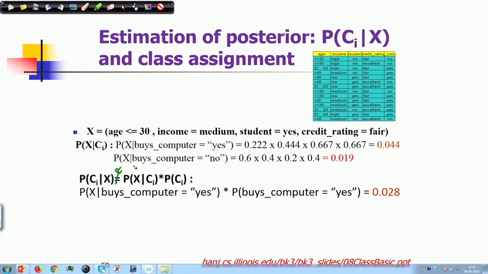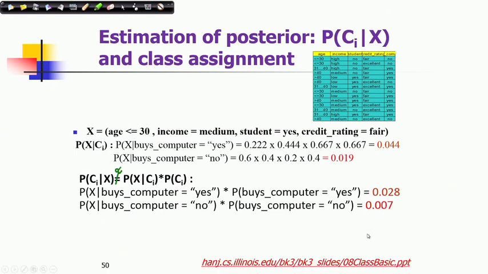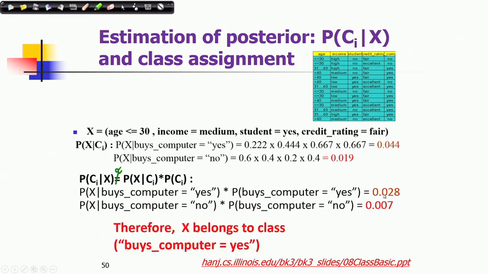So, the posterior, I should say once again, is the product of these two, that is 0.028 for one class, and the other value is 0.007. Naturally 0.028 is the greater value, and it is the maximum out of these two classes. Which means that I can assign this variable to the class of computer buying. So, that is the inferencing. Therefore, x belongs to the class buys computer equals yes. This is the example of learning.